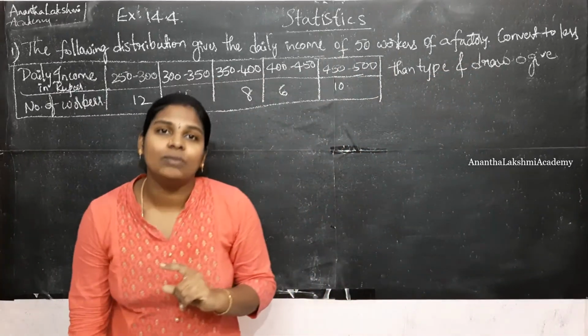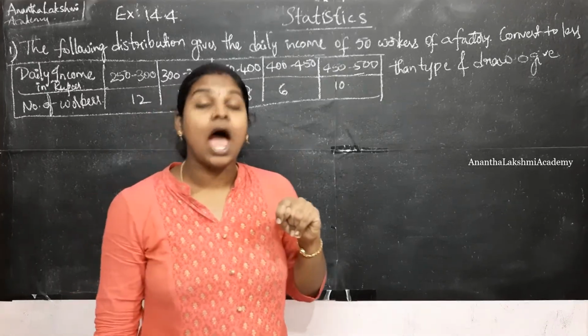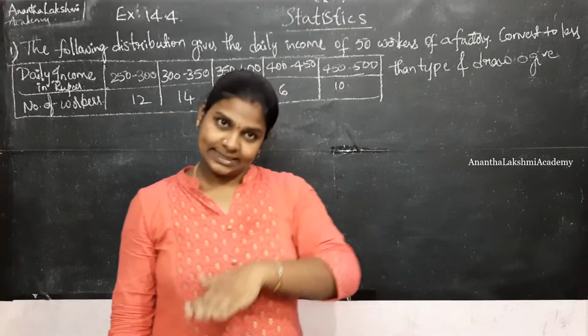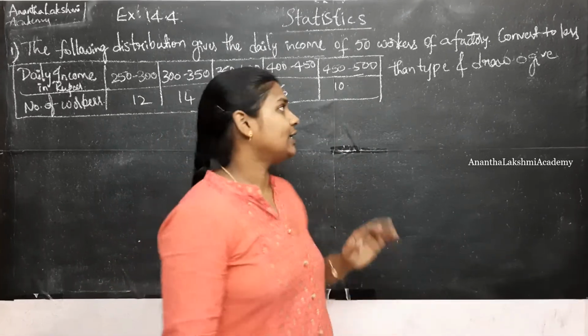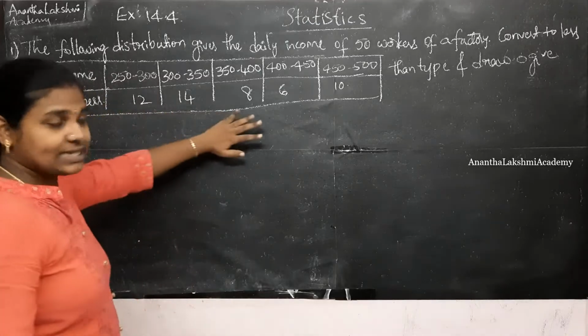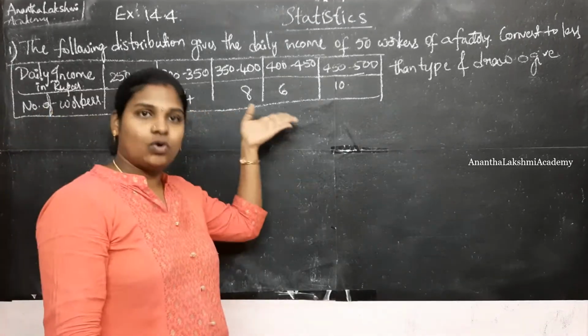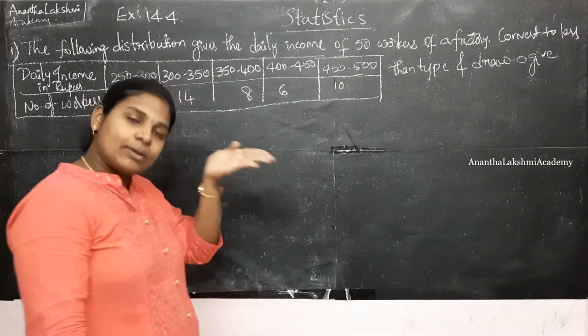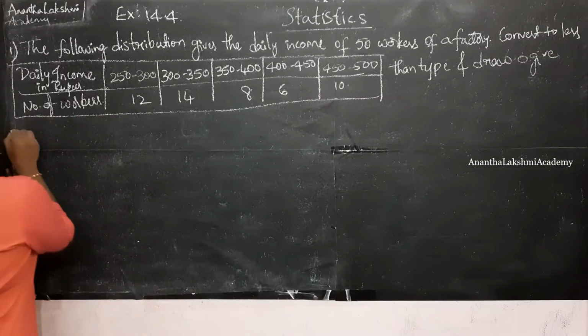What did I tell you? When we are to draw a less than ogive, we are to consider upper boundaries on x-axis, and on y-axis we need to have cumulative frequency. We have the frequencies here. Let us figure out the cumulative frequency and then draw the less than ogive, with upper boundaries on x-axis and cumulative frequency on y-axis. So let's solve this problem.